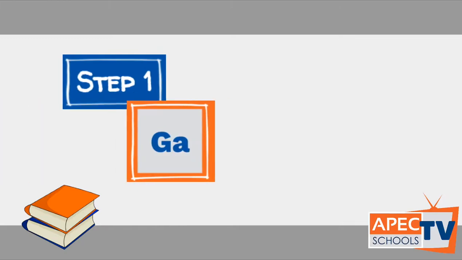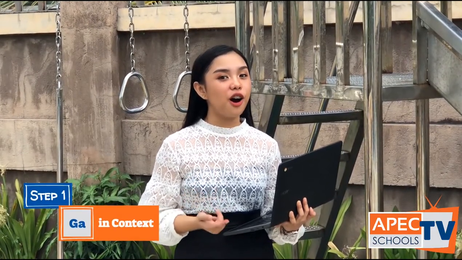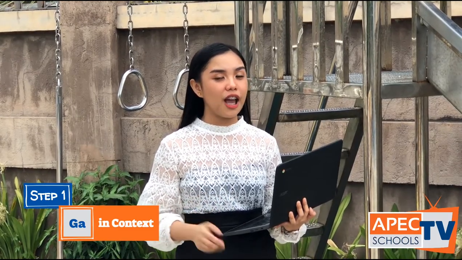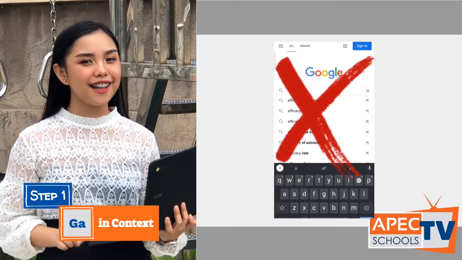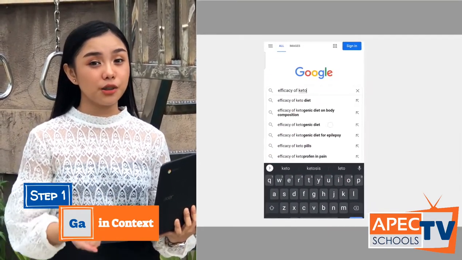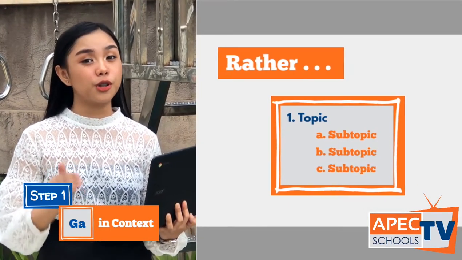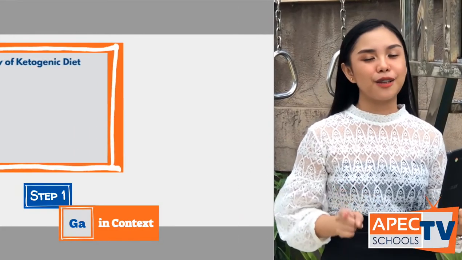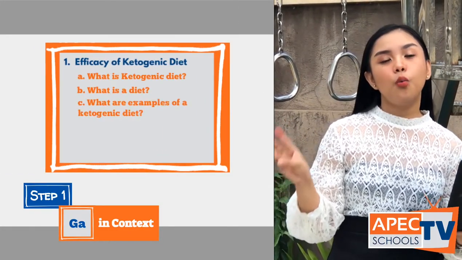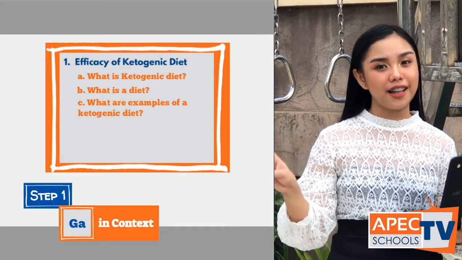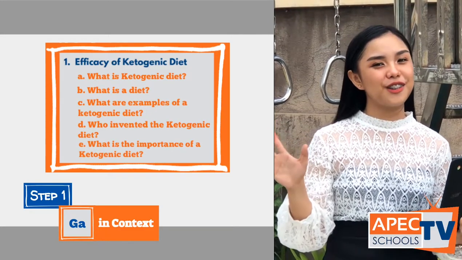First is GA. GA stands for Gain Context. This means that you should try to understand the topic you are researching. For example, if your topic is about efficacy of ketogenic diet, you do not just type those words in the search box. Rather, you can try breaking down the topic into smaller subtopics first and ask yourself questions like, what is ketogenic diet? What is a diet? What are the examples of ketogenic diet? Who invented ketogenic diet? Or what is the importance of ketogenic diet?